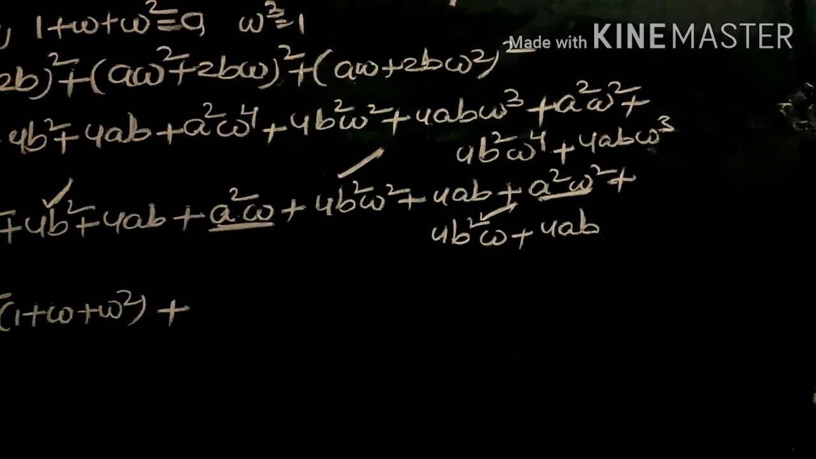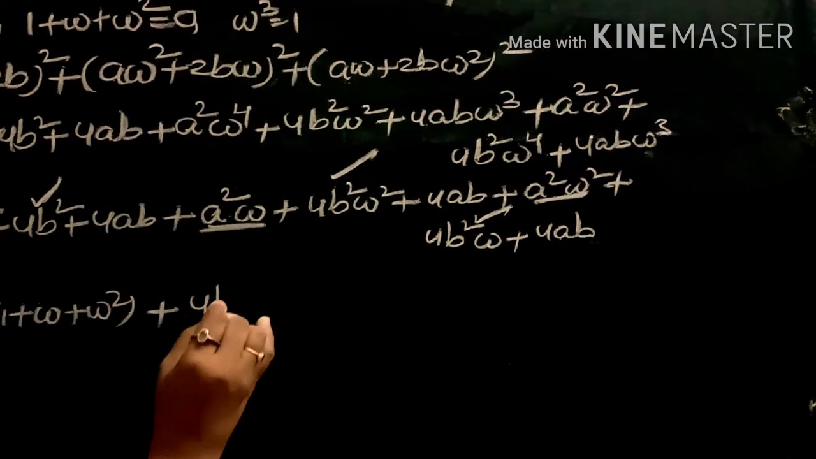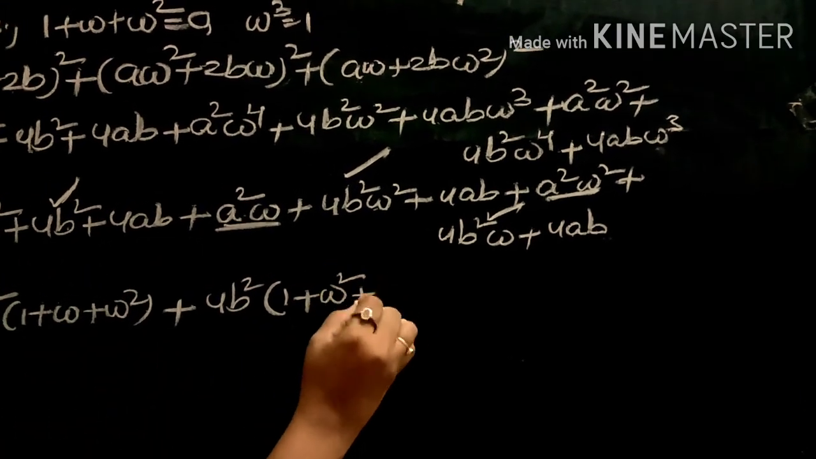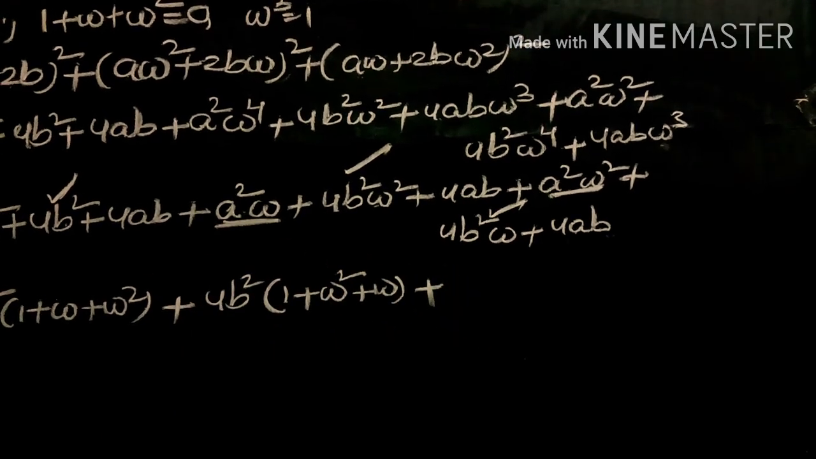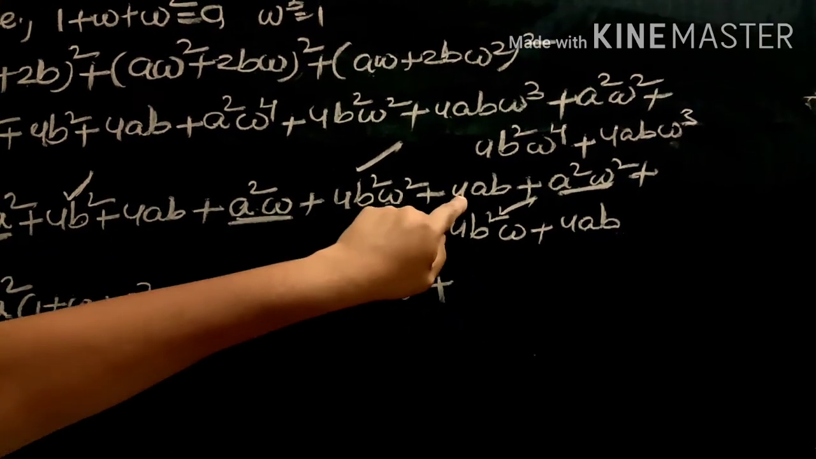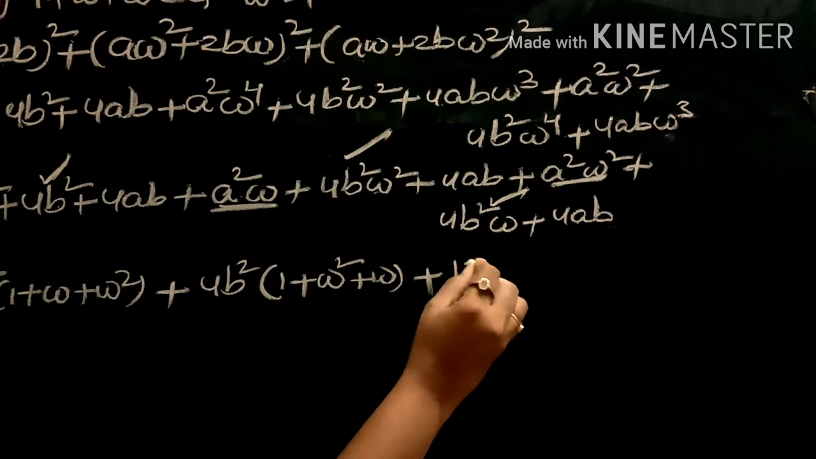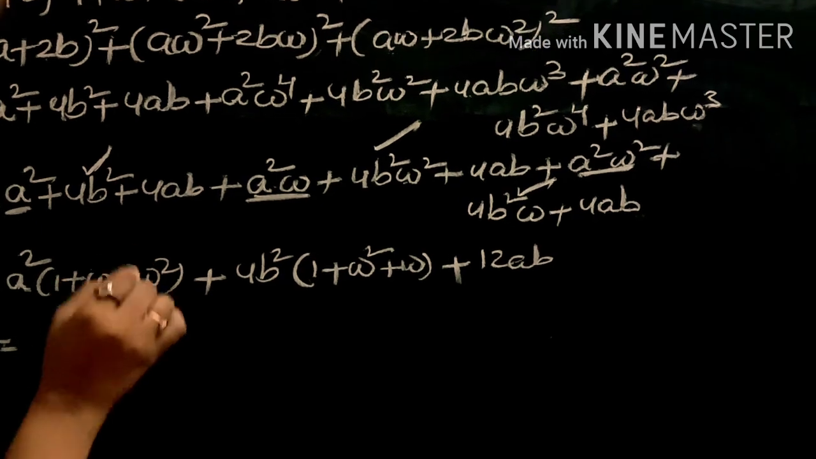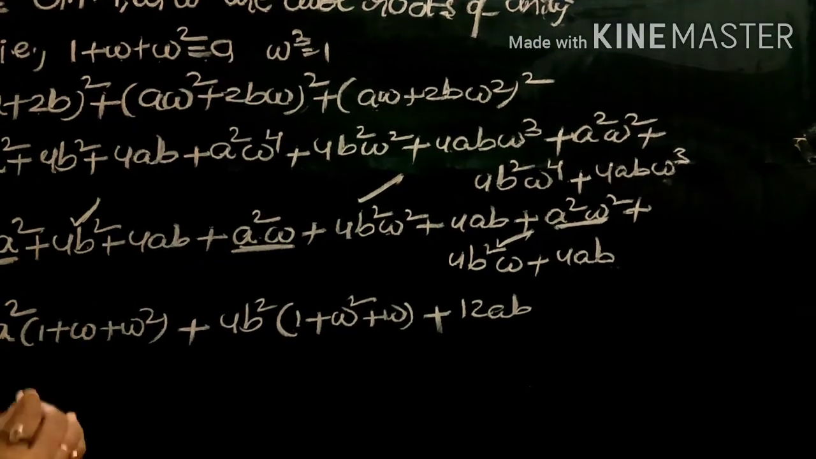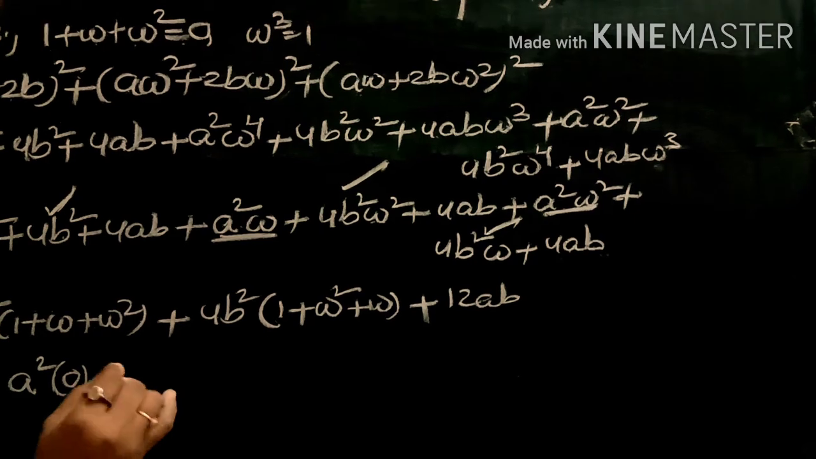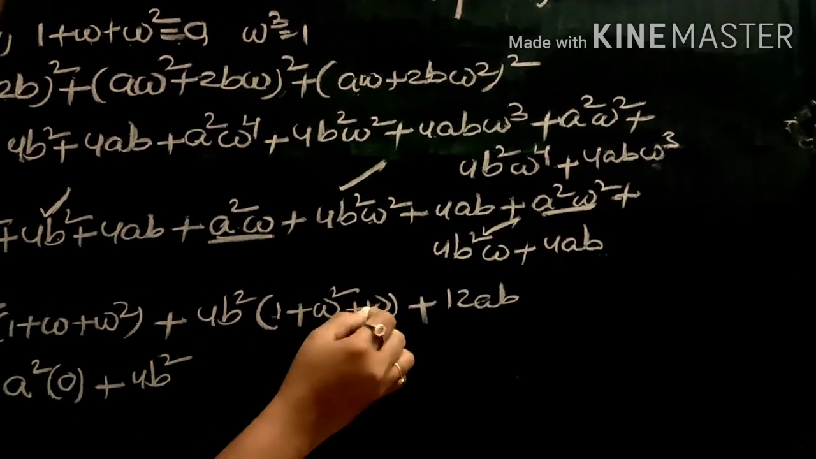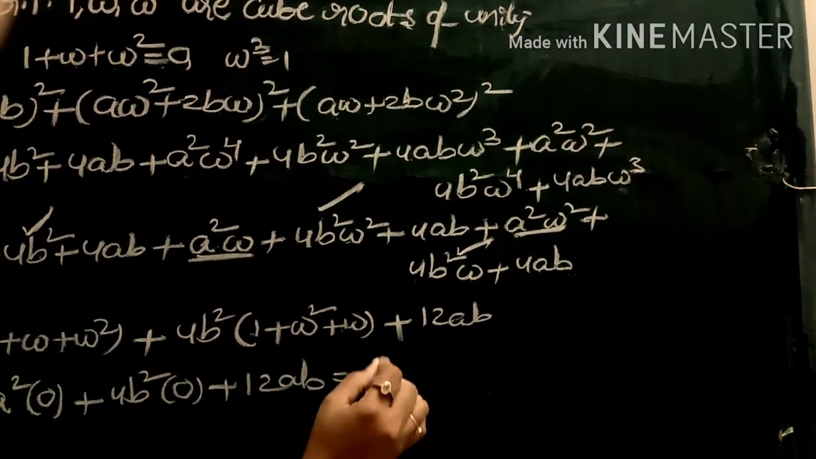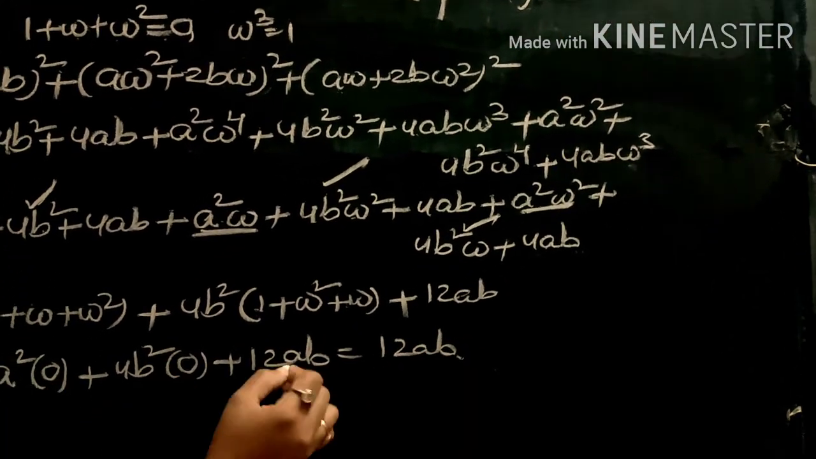From those three terms we are taking 4b square common, that is 4b square into, here the remaining term is 1 plus omega square plus omega, plus, next adding the remaining three terms, 4ab plus 4ab plus 4ab, that is 12ab. Now this is equals to a square into 1 plus omega square. 1 plus omega square is nothing but 0, that is a square into 0 plus 4b square into 1 plus omega square, which is nothing but 0 plus 12ab, that is equals to only 12ab. 0 plus 0 plus 12ab.